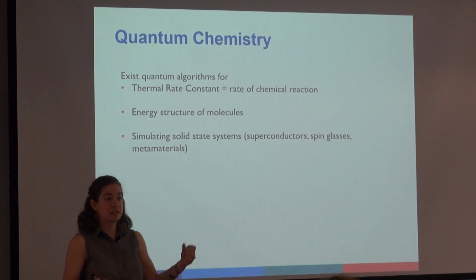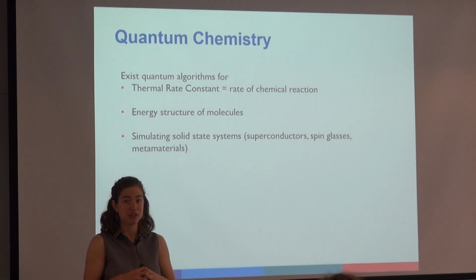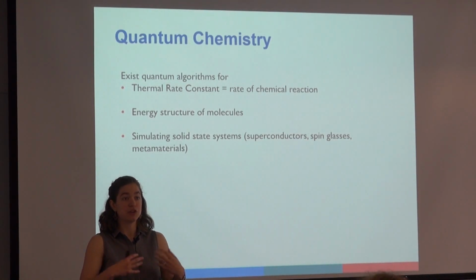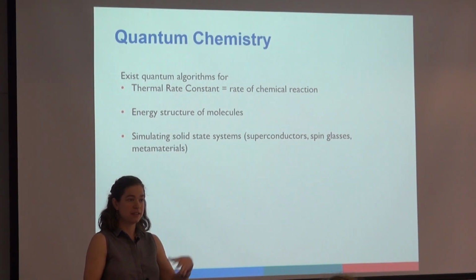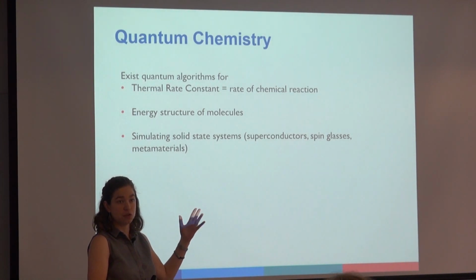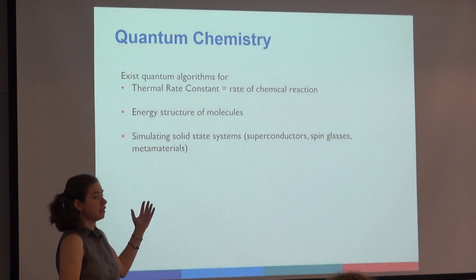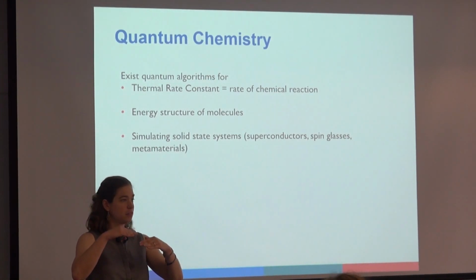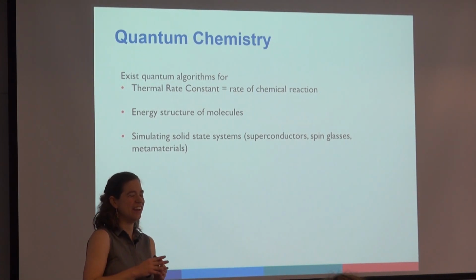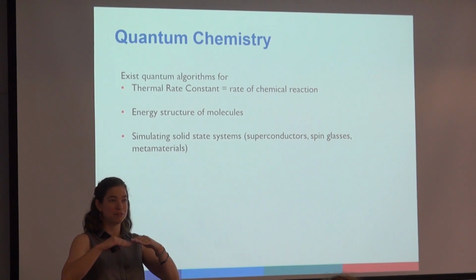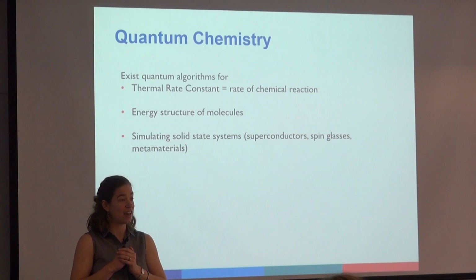Right, so the thermal rate constant is this: if you have two molecules and you put them together, you want to know whether they are going to react with each other and transform into something new. Given the temperature you have them at, you want to know how fast they're going to react. The thermal rate constant is the thing that tells you that. So we can calculate that on a quantum computer. There are efficient algorithms. We can look at the energy structure of molecules, literally the energy of the different electronic levels of the atom, to figure this out.